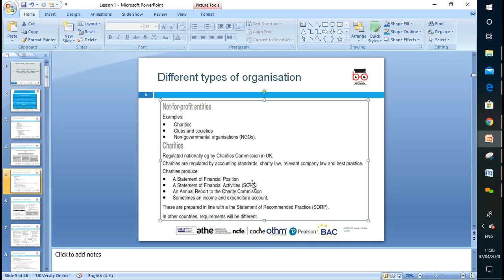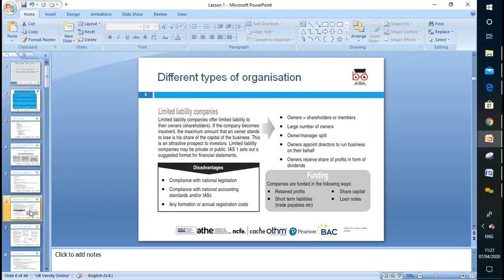So a statement of financial activities shows how much financial activity we have. This can be shown in account reports for the Charity Commission, and sometimes we have to submit an income and expenditure account to the Charity Commission as well. These are prepared in line with the Statement of Recommended Practice, SORP. In other countries, the requirements will be different. It varies according to the international or local accounting standard.